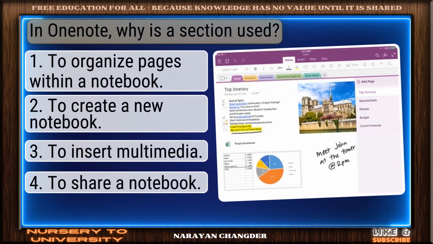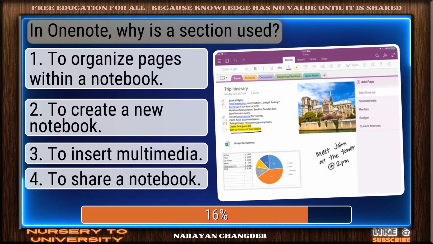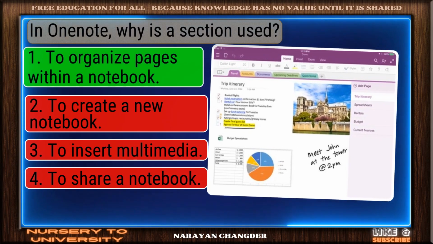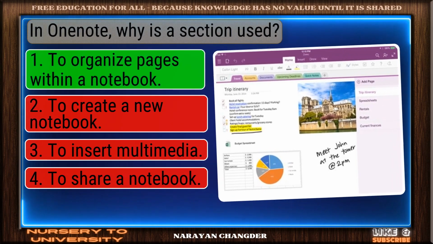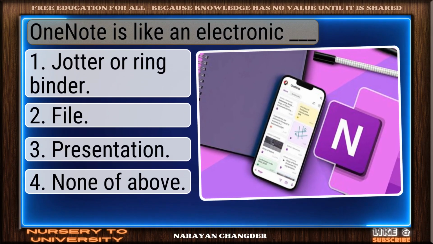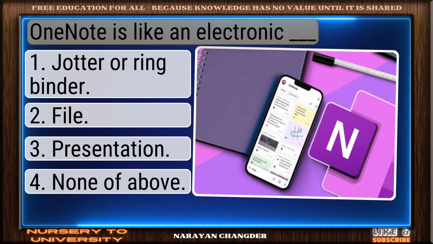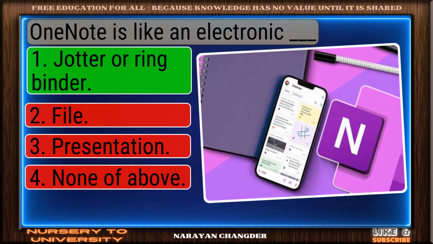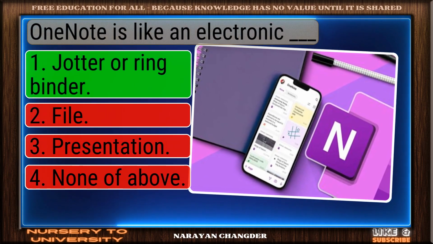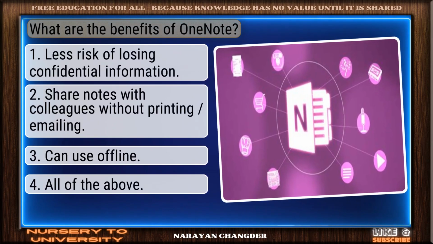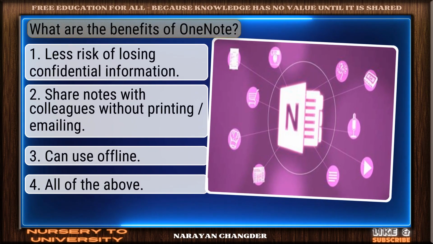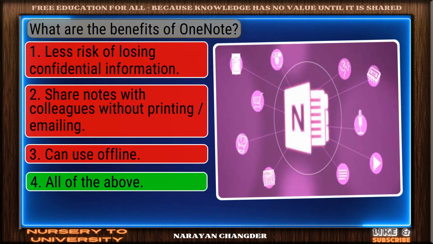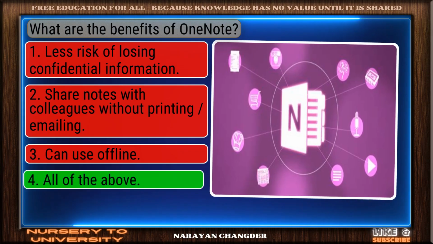Question number 62. In OneNote, why is a section used? Right choice. To organize pages within a notebook is the best answer. Question number 63. OneNote is like an electronic dash. Exactly. Jotter or ring binder makes sense and it is the right choice. Question number 64. What are the benefits of OneNote? Great job. All of the above is the accurate answer.